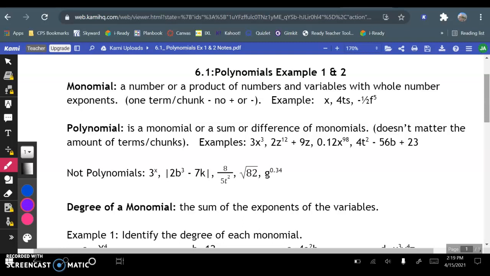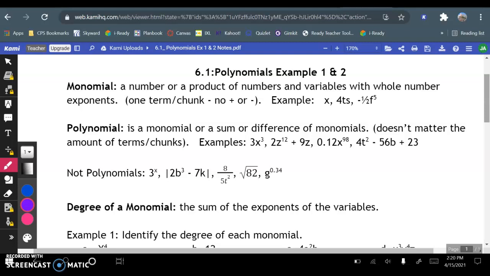We are moving into chapter 6, and the first section is on polynomials. We're going to take a few days to break down this section and look at the different types of polynomials. So the first thing that we're going to talk about is a monomial. A monomial is just a number or a product of numbers and variables with whole number exponents.